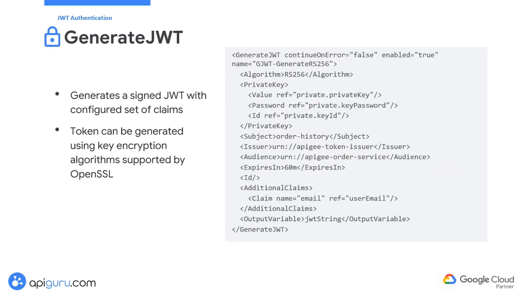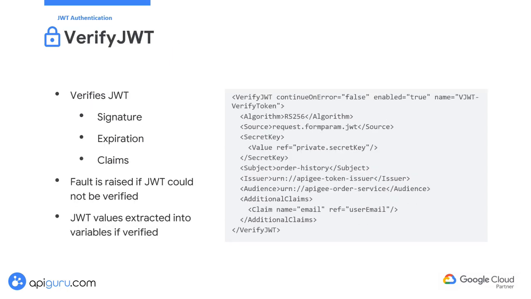Apigee has policies that help generate, decode, and verify JWTs. The Generate JWT Token policy creates a signed JWT with a configured set of claims and stores the JWT string in an output variable. JWTs can be generated with key encryption algorithms supported by the OpenSSL library. The Verifying JWT policy verifies the validity of a signed JWT. If the signature is invalid, the JWT has expired, or the claims provided in the policy don't match the claims in the token, the policy will raise a fault. If the JWT is valid, all the information will be populated into variables for use in the proxy.